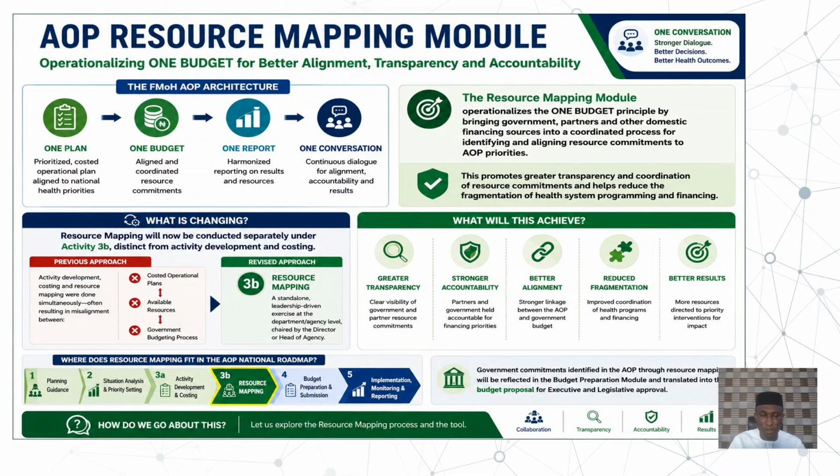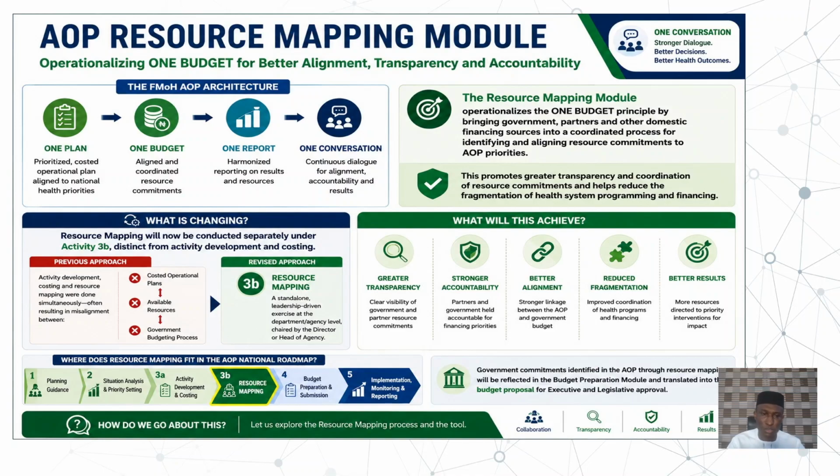But now, based on the advisory note from the Federal Ministry of Health, in collaboration with the SWAP Coordination Office and the Department of Health Planning and Statistics, the advisory note has really emphasized that the resource mapping activity should be a standalone leadership-driven exercise. And this will be led by the director or the head of the agencies, together with all partners in the room, by allocating resources against the identified priorities.